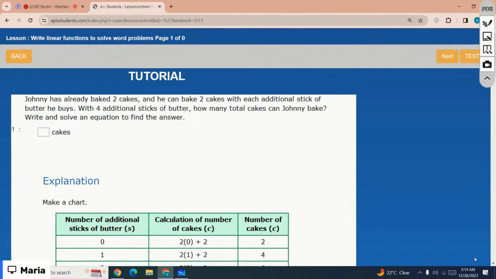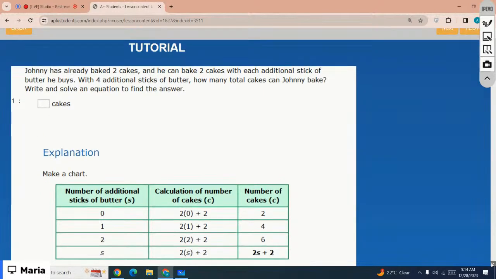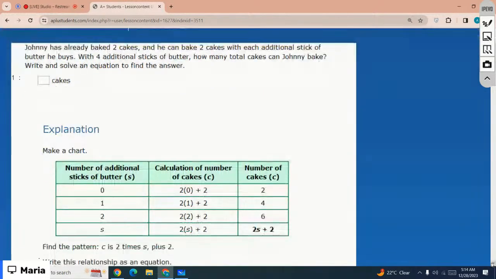First, just see, you have to start with 2. Johnny has already 2 cakes, right? So that would be 2 times 0 plus 2. So 2 times 0 is 0. That means you are left with 2 because you already have 2 cakes, right? Then when you have one stick, you can do 2 times 1 plus 2. So 2 times 1 is 2, and 2 plus 2 is 4, right? If he has one stick of butter, he can make 4 cakes. So if he has 2 sticks, he can make 2 times 2, 4, and 4 plus 2, 6, right?